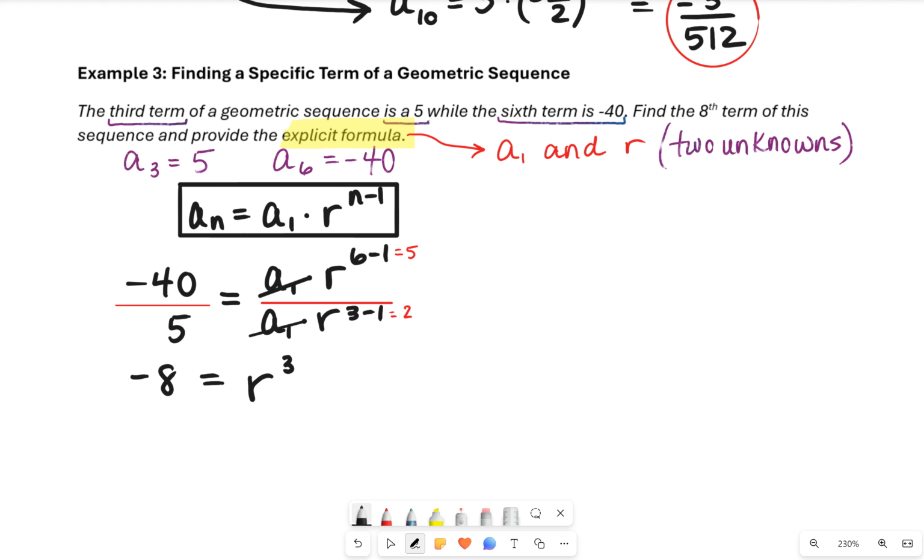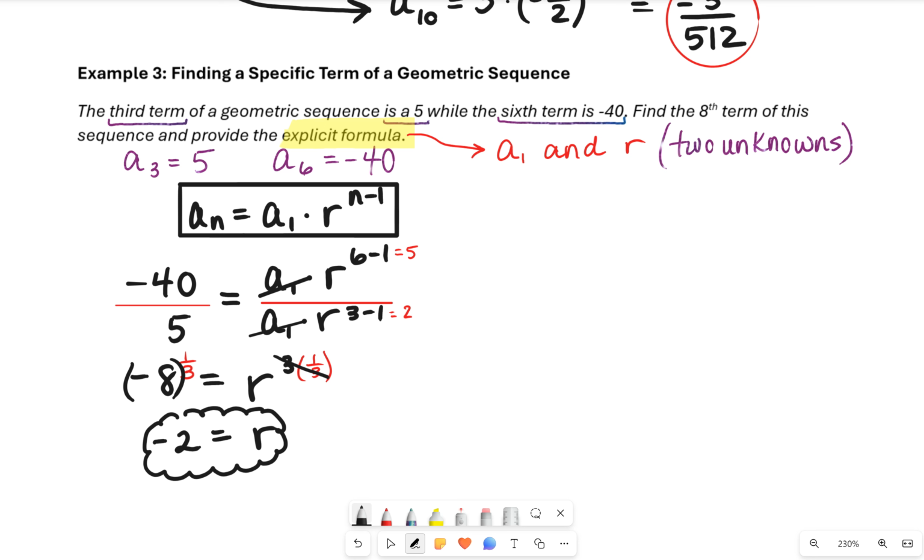Okay, so I'm going to divide these numbers. Then I need to solve for R. So I need to multiply this by the reciprocal. And whatever I do to one side, I have to do it to the other side. And that way the R becomes R to the 1 power, or just R. And if I type in negative 8 to the 1/3, the cube root of negative 8 is negative 2. So there is the R. That's one of the 2 things I needed to find.